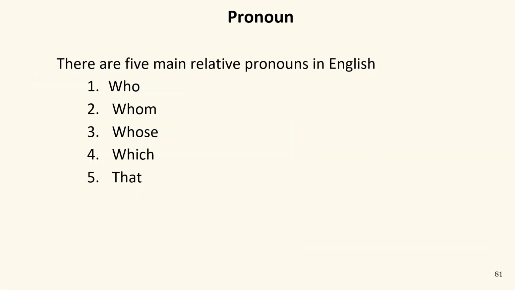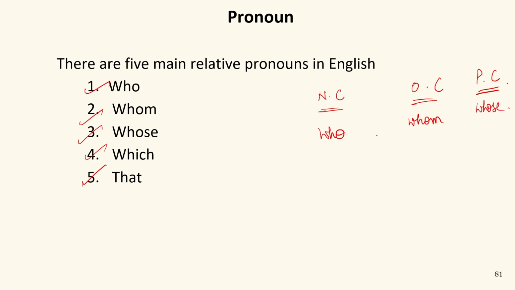Basically, we have several types of relative pronouns. For example, we have who, whom, whose, which, and that. We have already learned about nominative case, objective case, and possessive case. We have already read these cases. Now, the word who is the nominative case that can be used in place of the subject. The objective case of who is whom and the possessive case is whose.